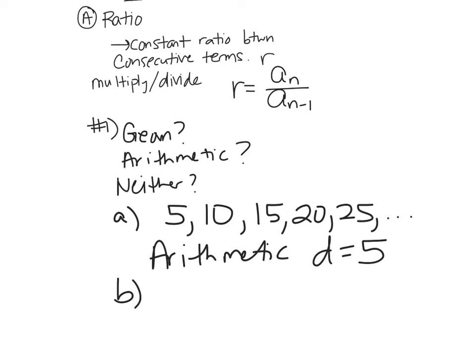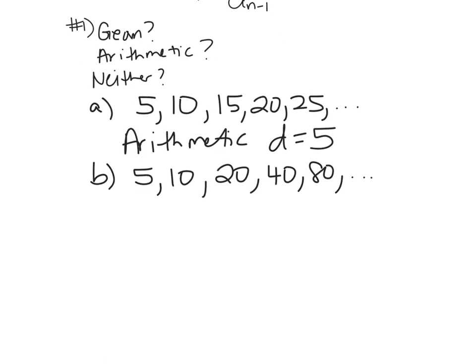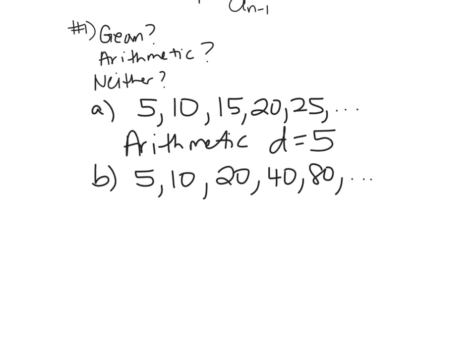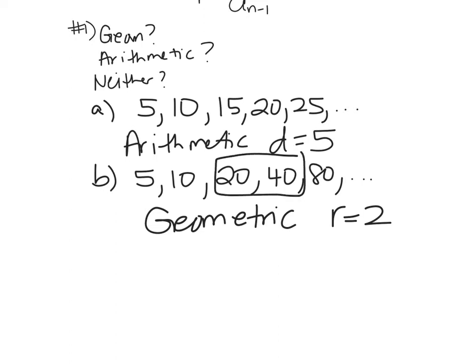Okay, how about this one? 5, 10, 20, 40, 80. So I started with the same 2 numbers on purpose so that you can see that you have to get to the 3rd one, really, to see what's going on. Geometric, perfect. Common ratio. Yep. Geometric, and R is 2. We're multiplying by 2 each time. If you have trouble figuring that out, take 40 and 20. You take 40, divide it by 20, that'll give you 2. Any consecutive terms, take the one and divide it by the one before it.